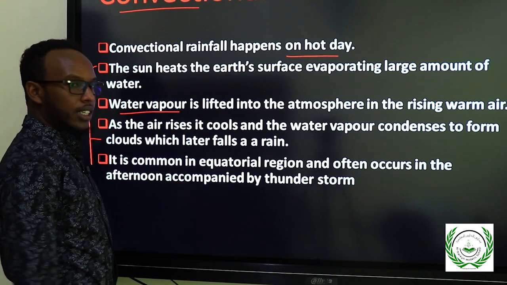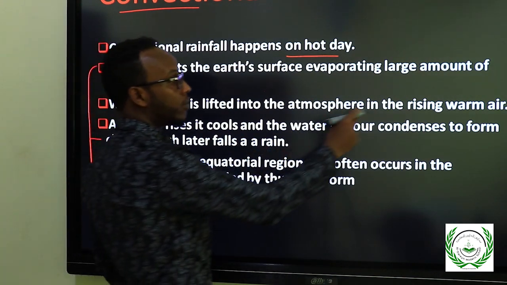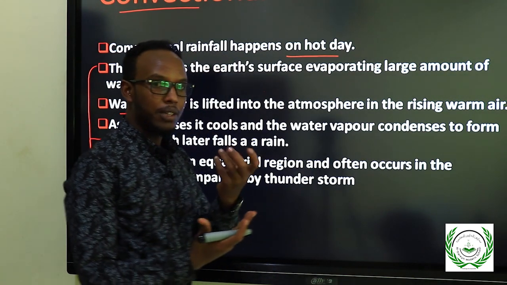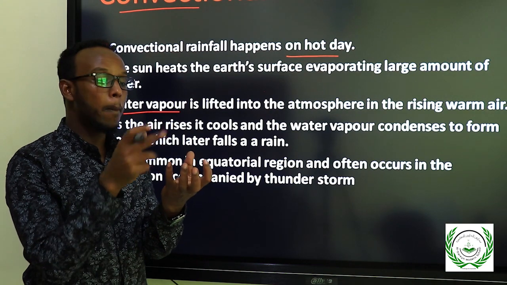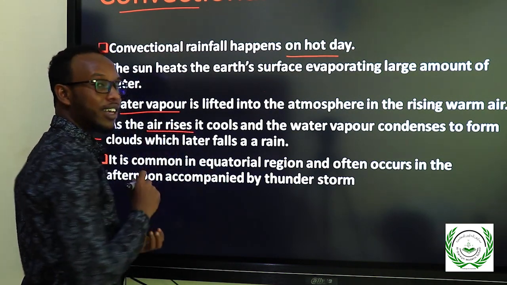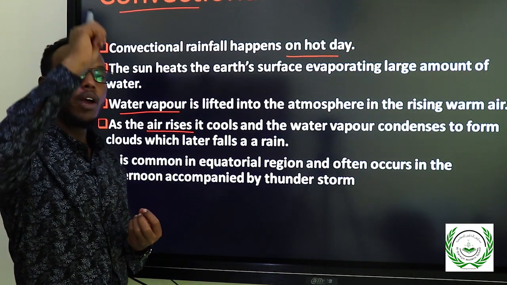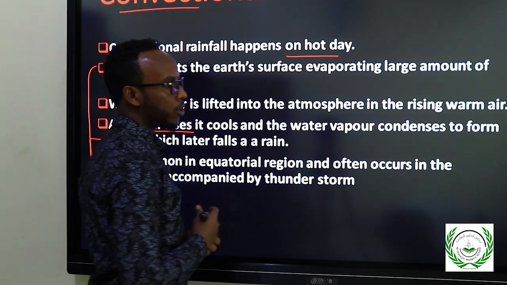The water vapor is lifted into the atmosphere. And then what's happening to the air in the rising warm air? What's happening? Air rises. Then what's going to happen? And then it cools and the water vapor condenses.